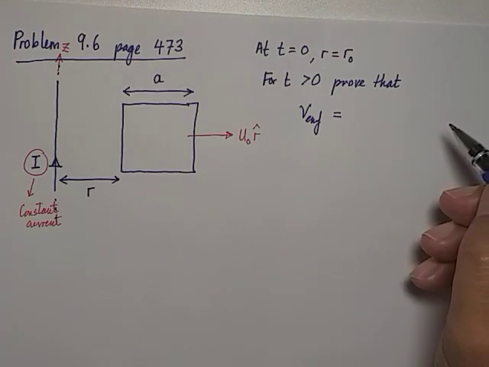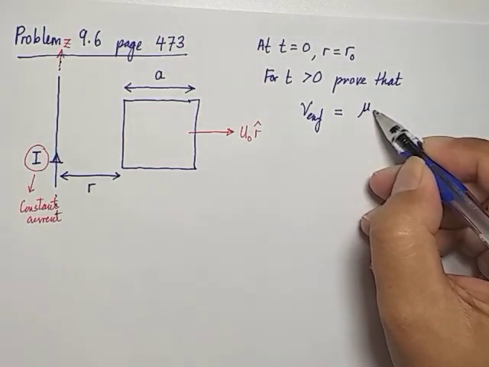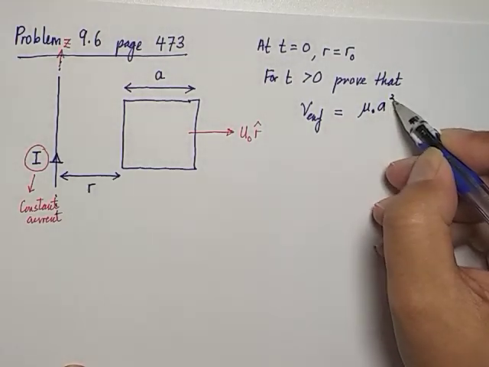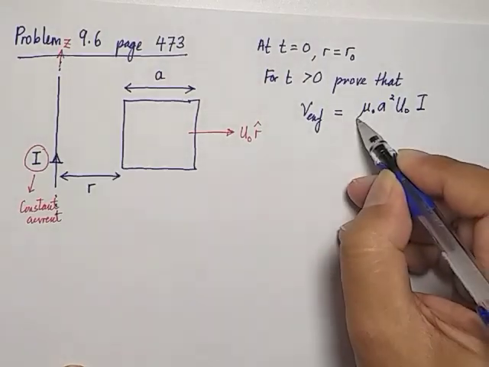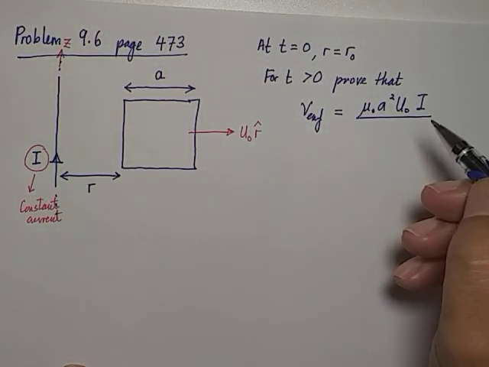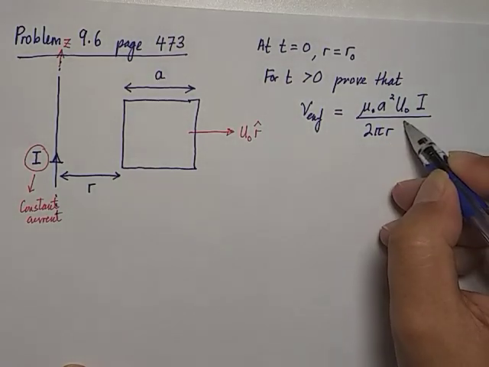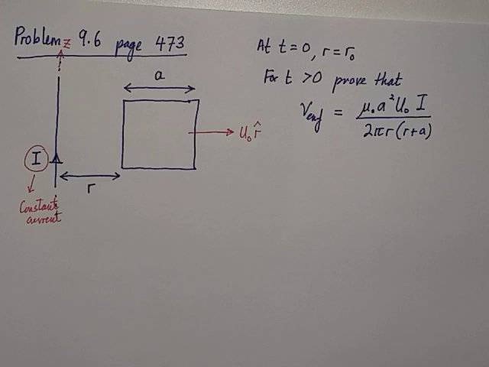So it's equal to mu naught A squared mu naught I over 2 pi, R plus A. Okay, so that should be the questions.